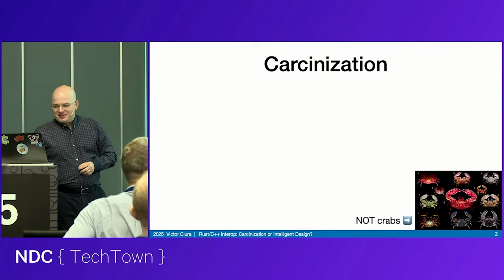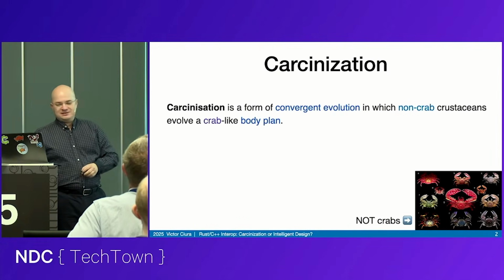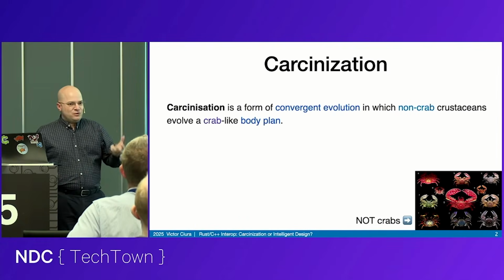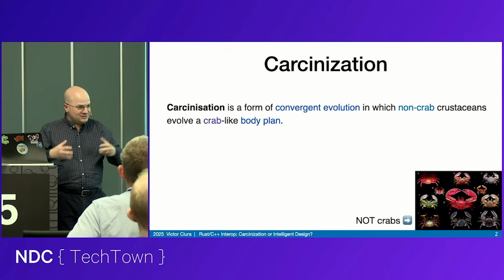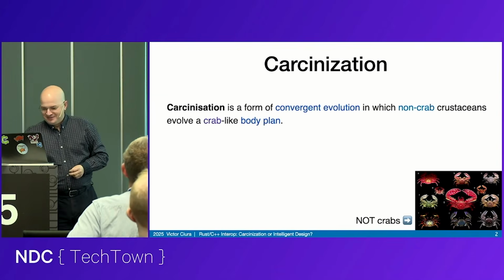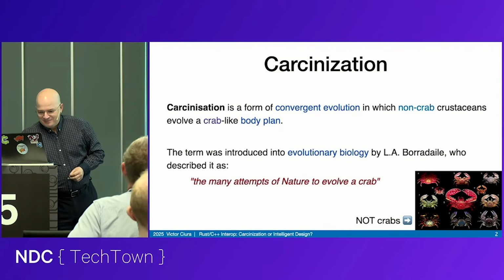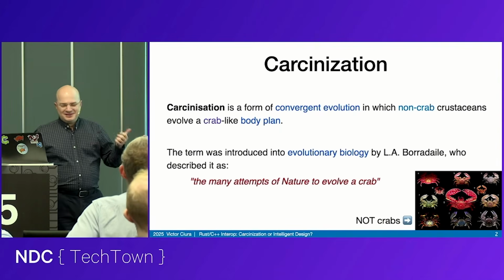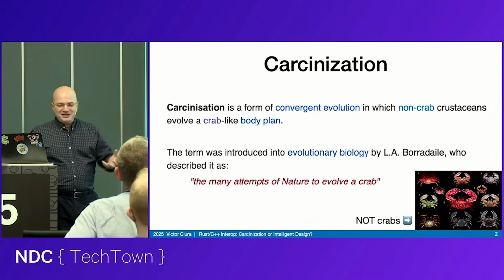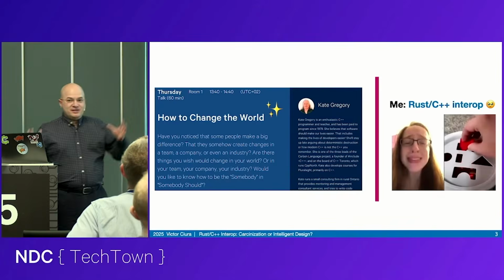In nature, there's actually a process called carcinization. You had the word in the title. It's a form of convergent evolution where non-crab things want to turn into crab-like things. So I think you see the connection here. It was coined with that quote, I love that quote, like the many attempts of nature to evolve a crab. All right, so thanks for coming.